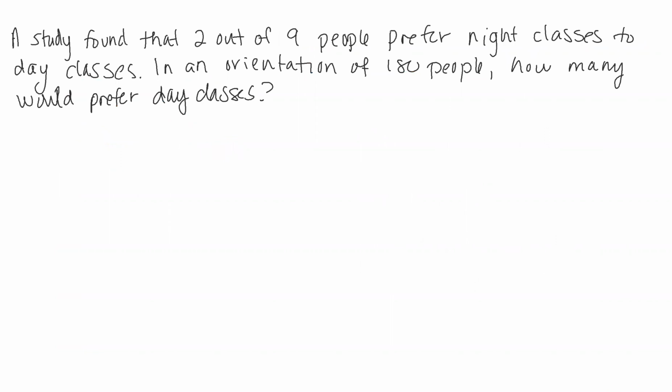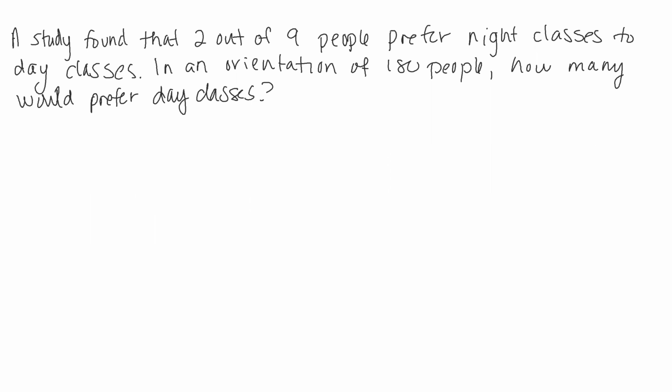So in this case, it says a study found that 2 out of 9 people prefer to take night classes over day classes. All right, so think college students, some of them like night classes, maybe they work during the day, maybe they have kids, whatever, but 2 out of 9 people prefer night classes over day classes. In an orientation of 180 people, how many would prefer day classes? So this is like one of those earlier examples where we were given one set of information, but asked to answer a different set of information. Okay.